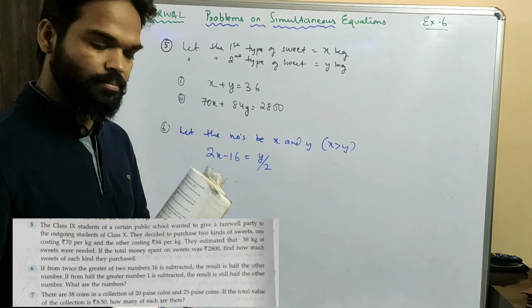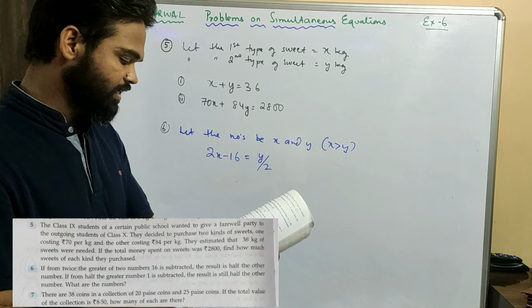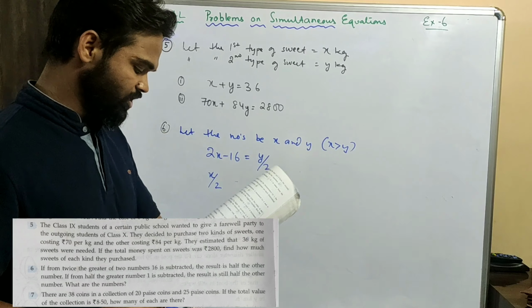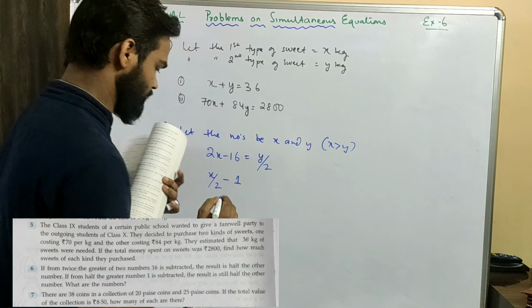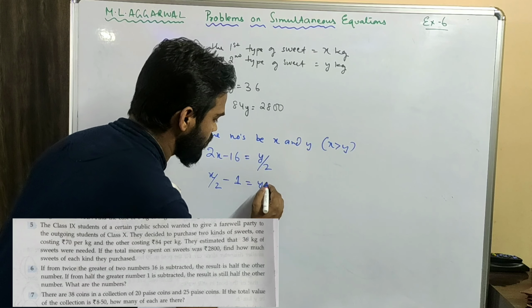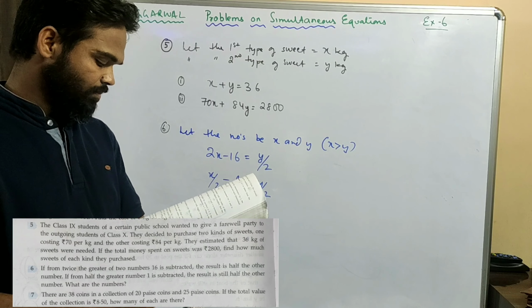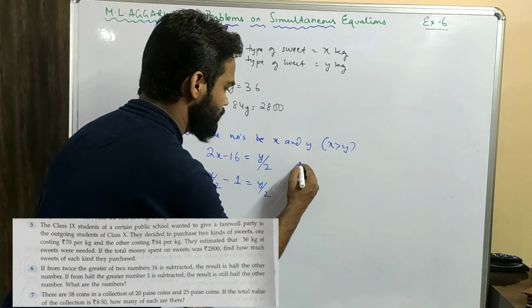The result is half the other number. Then if from half the greater number, x by 2, 1 is subtracted, minus 1, the result is still half the other number, which means y by 2. Solved. I can easily simplify this sum. Am I clear? Now look at sum number 7.